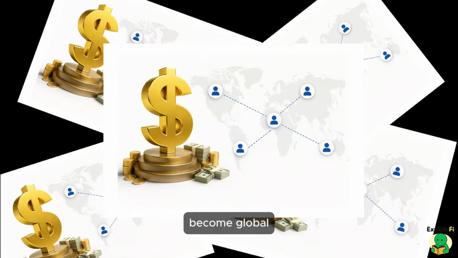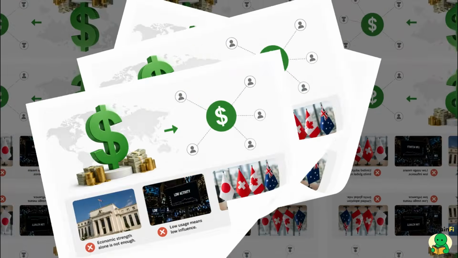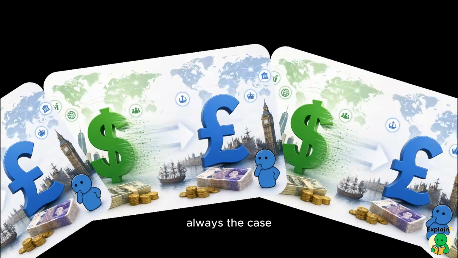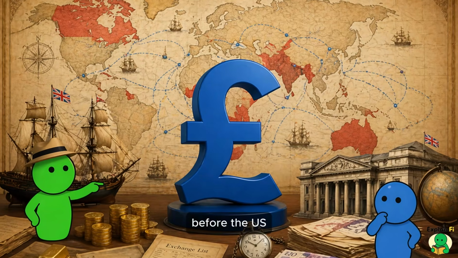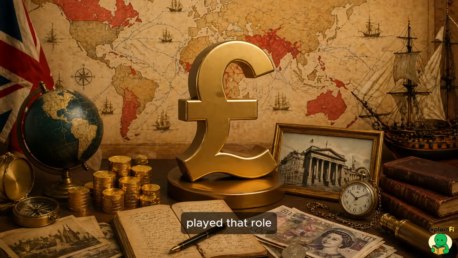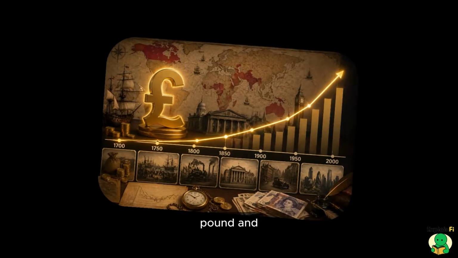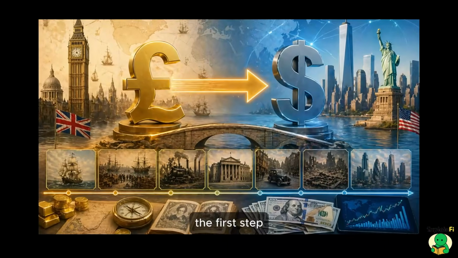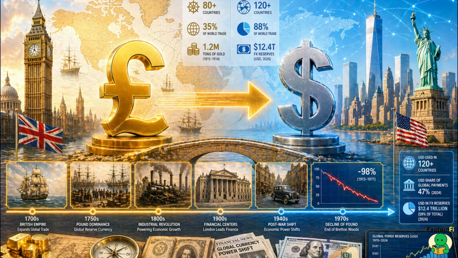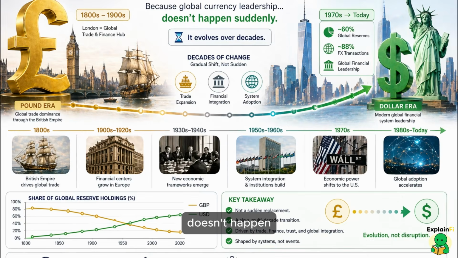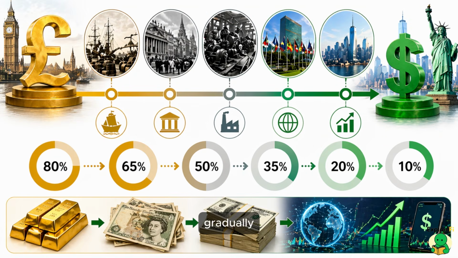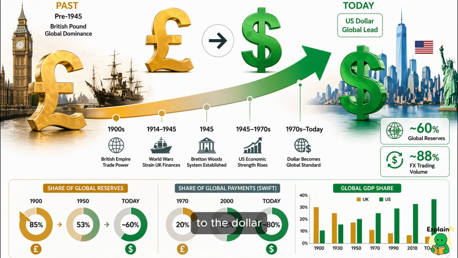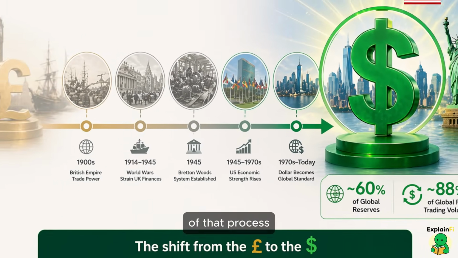A currency doesn't become global just because it is strong. It becomes global because it is widely used. But this wasn't always the case. Before the US dollar, another currency played that role, the British pound. And understanding how the pound rose and then declined is the first step to understanding the dollar. Because global currency leadership doesn't happen suddenly, it shifts gradually as the world economy changes. And the shift from the pound to the dollar is one of the most important examples of that process.